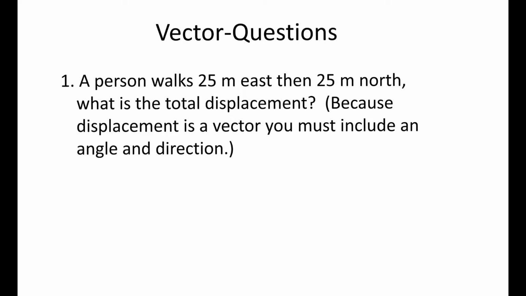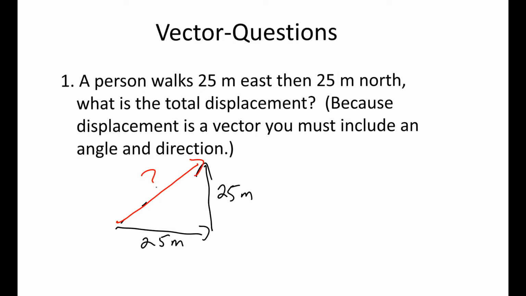A person walks 25 meters east, then 25 meters north. What is the total displacement? Because displacement is a vector, we need to include angle and direction. So we've got 25 meters east and 25 meters north, obviously drawn excellently. How can we figure out that side and that angle?